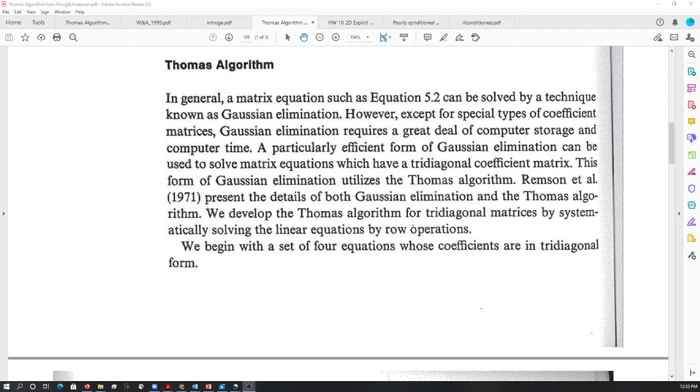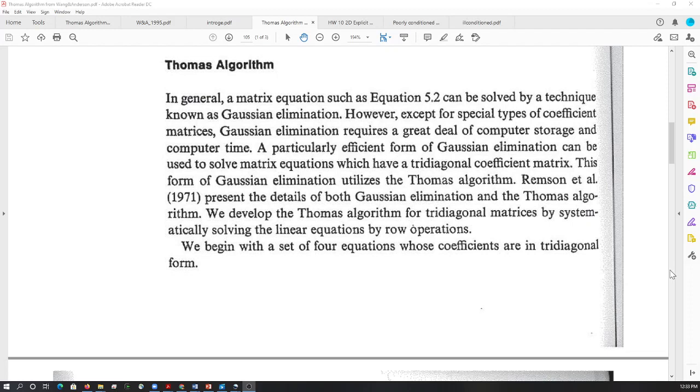All right, I want to talk in this segment about the Thomas algorithm. What we're going to be doing is going through the segment on the Thomas algorithm from the Wang and Anderson 1995 text. This PDF is loaded in Blackboard for you, and we can go through it. It's basically a form of Gaussian elimination, but it's just a little more efficient.